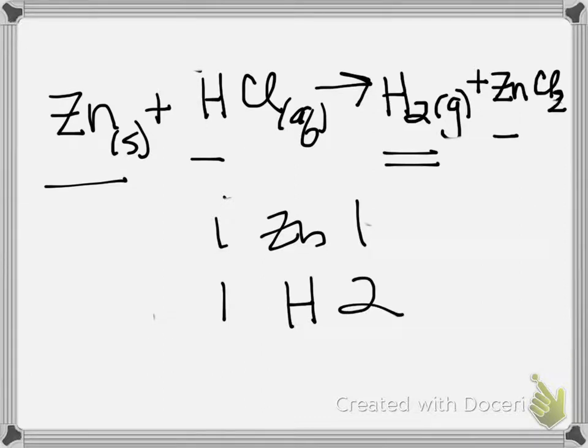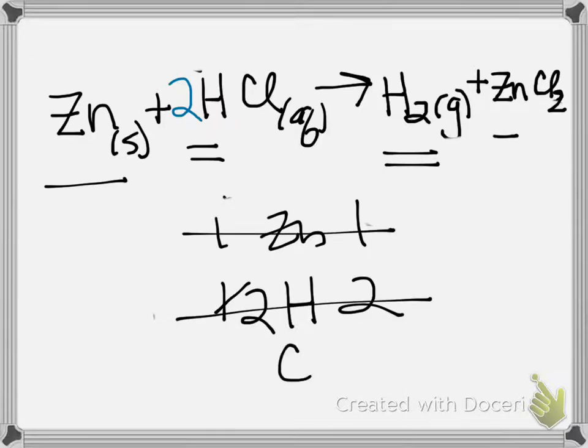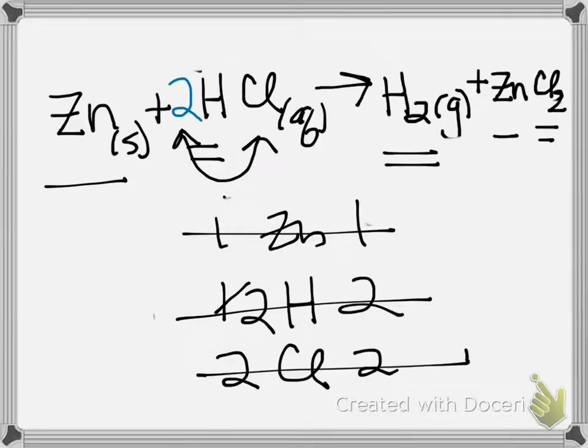So what are we going to do? We're going to put a coefficient of 2 in front of the HCl. So now we have 2 hydrogens. So our zinc's balanced, our hydrogen's balanced. The third element we have is chlorine. We have 2 times 1 chlorine, and we have 2 chlorines. So now the reaction's balanced.